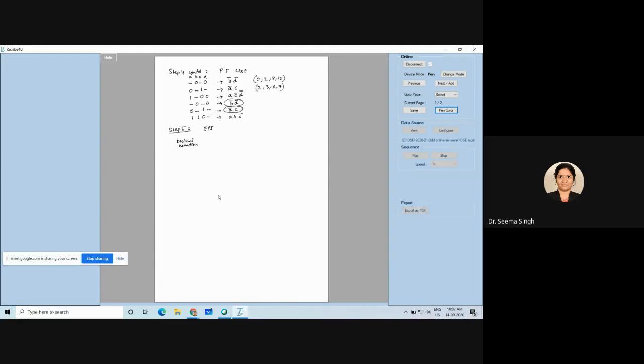A C bar D bar is taking care of 8 and 12. And the last one is A B C bar. A B C bar is taking care of 12 and 13. So these are my numbers which will be used for my decimal notation.